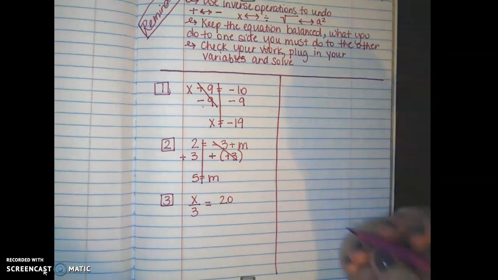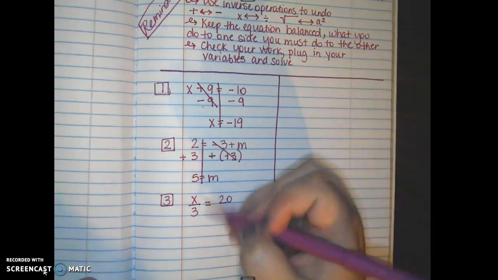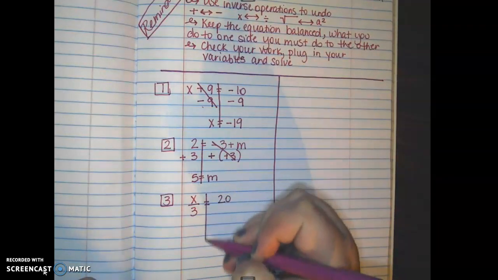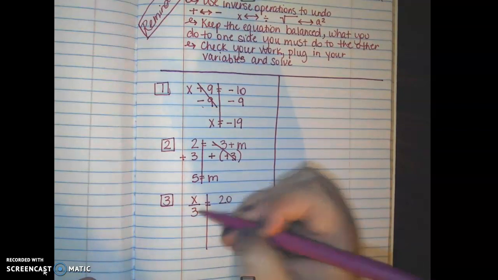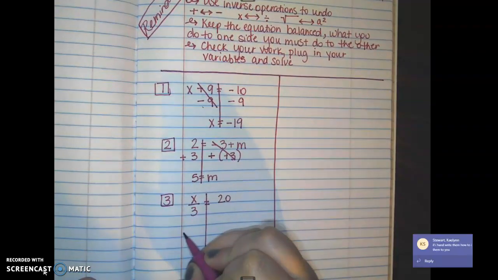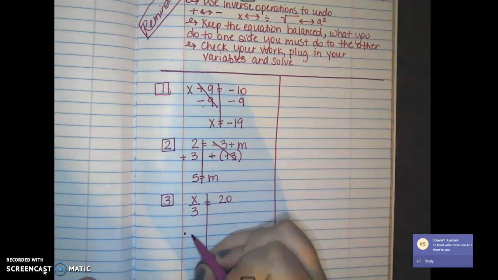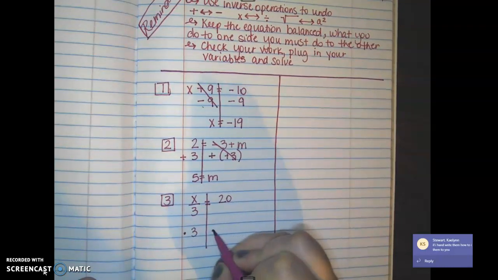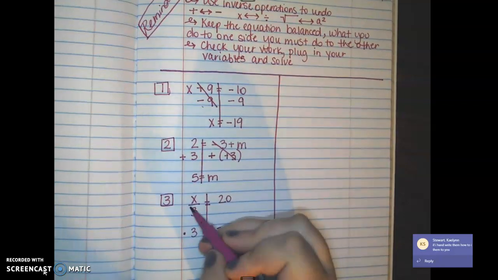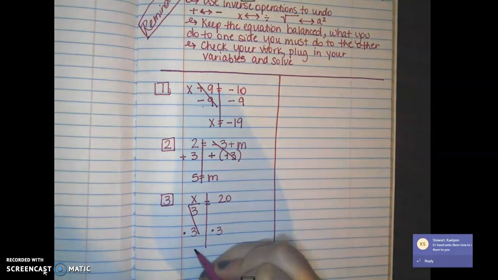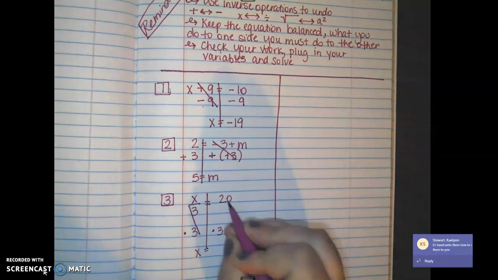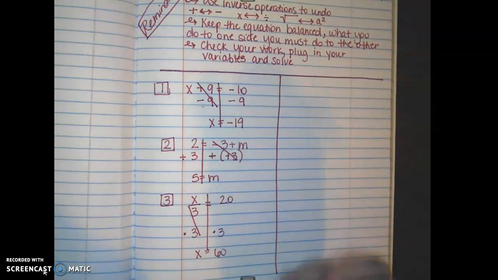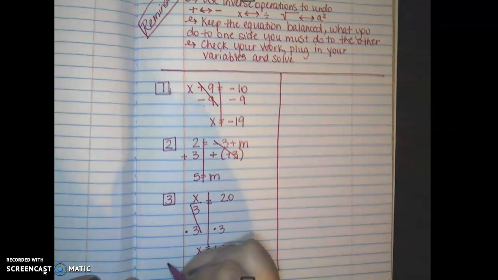All right, so this time we have a division or fraction. Fraction and dividing are the same. I'm going to draw my line. And this is division. So the opposite of division is to multiply. So I'm going to multiply times 3. These cancel, leaving me with just x. 20 times 3 is 60. 60 divided by 3 is 20. Hopefully you didn't write as big as I did.